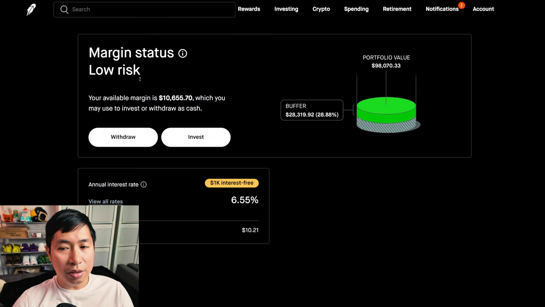My margin status is low risk. My buffer is $28,319.92. This is how much money I can lose before I get margin called. My annual interest rate is 6.55%. The daily interest I am paying is $10.21. And I'm borrowing $1,000 interest free.